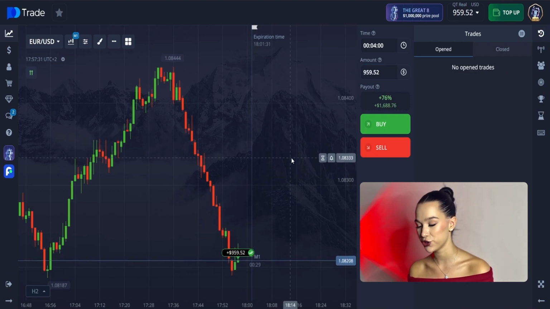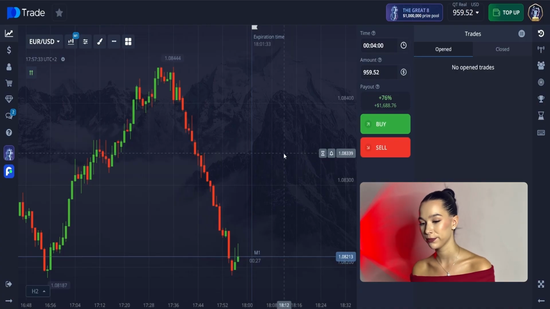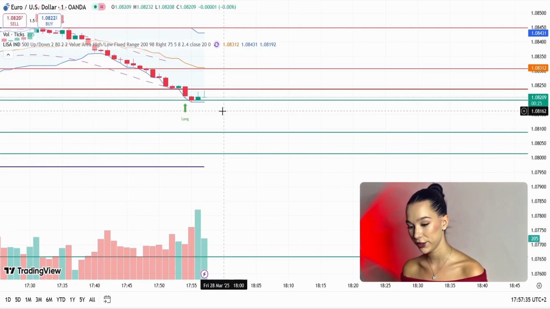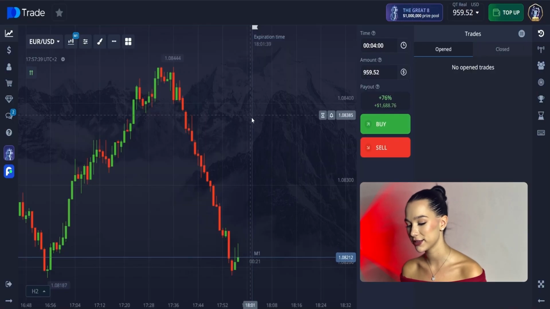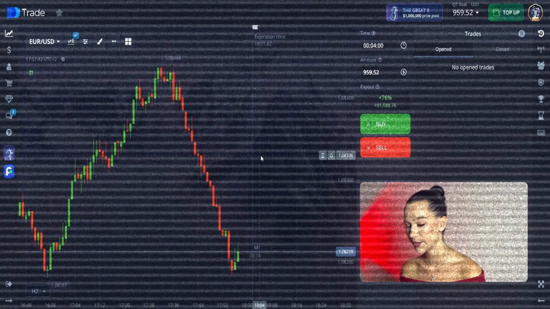So now we change our amount of money per trade and we gonna wait here a little bit because it definitely already looks like the start of the uptrend.